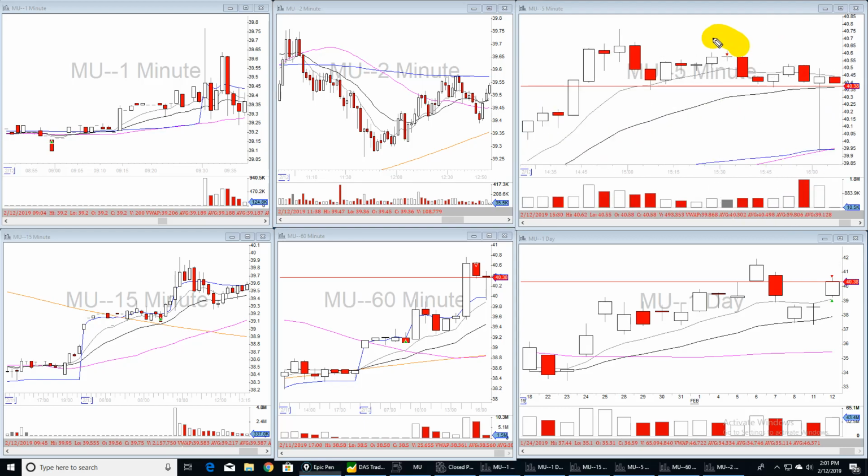So again, I get out right here for a complete one-to-one. And it doesn't even matter what the risk ratio is there. It was a great move.